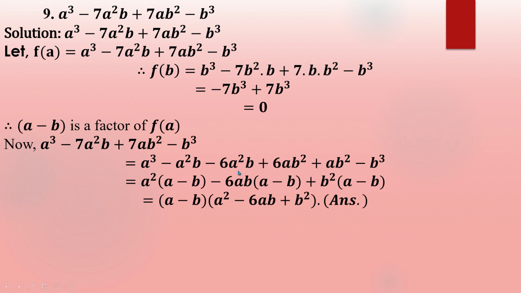For matching minus 6a square b, we have to take here minus 6ab. As a result, this and this are the same, but this into this means plus 6ab square, but here is plus 7ab square, so we have to take here plus ab square, and for matching this we have to take here b square. As a result, b square into a means ab square and plus b square into minus b means minus b cube. This equals a minus b into a square minus 6ab plus b square. This is the required answer. Clear, student? Okay.